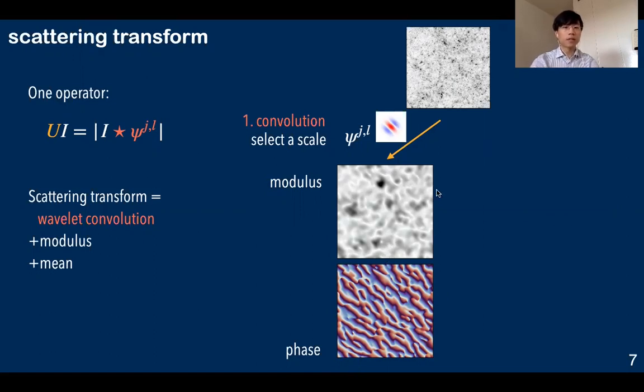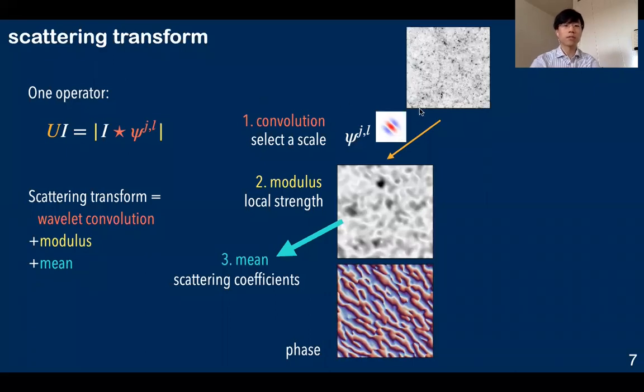And the second operation of the scattering transform is taking only the modulus and abandoning the phase. This operation is actually converting the fluctuation into the local strength of the fluctuations. And finally, the scattering transform takes the mean of these convolved and modulus images.